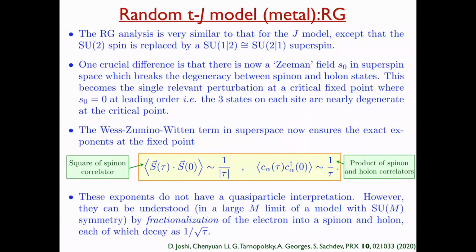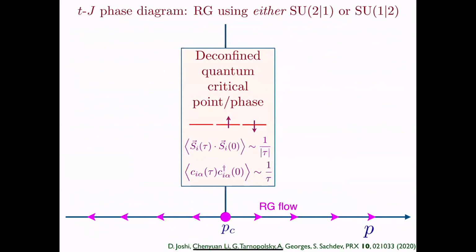Well, you understand this by fractionalization. If you assume that the electron is split up into a spinon and a holon, each of which decays as 1/√tau, then the product of the spinon and the holon correlation function will be 1/tau. And the product of 2 spinons will be also 1/tau. So the fact that these power laws are the same is strong evidence of this fractionalization. And I don't have to decide whether it's fermionic spinon or bosonic spinon. They're both equally valid representations. These are gauge invariant correlation functions, which have a fractionalization interpretation. Okay, so that's the deconfined critical point.